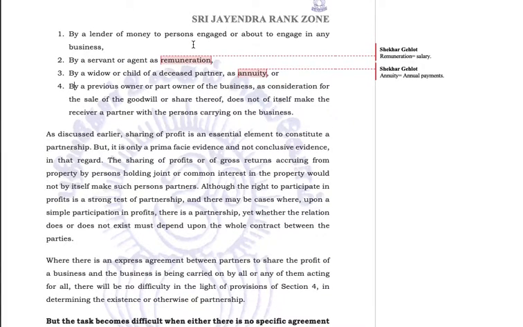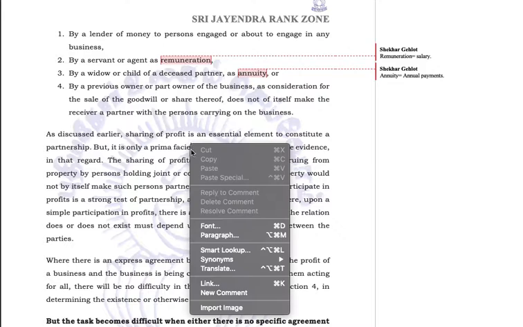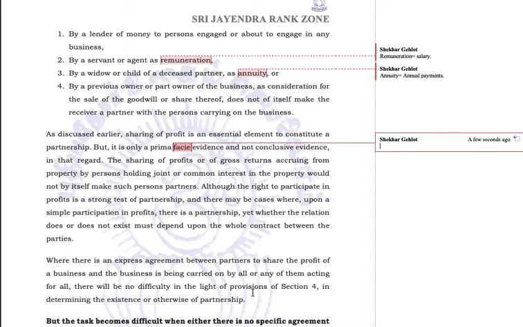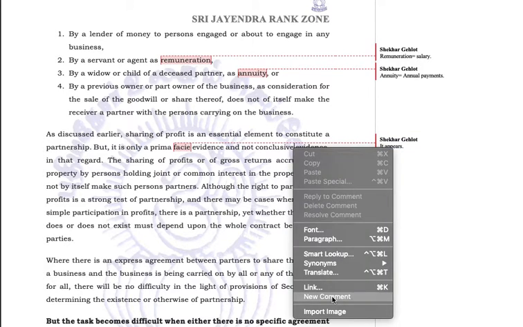As discussed earlier, sharing of profit is an essential element to constitute a partnership. But it is only a prima facie evidence and not a conclusive evidence. Sharing of profit is an essential element to partnership. It's prima facie. That means it appears so. Prima facie means it appears. It appears that when they are sharing profits, they are having a partnership, but it's not a conclusive evidence. Conclusive means something which proves.